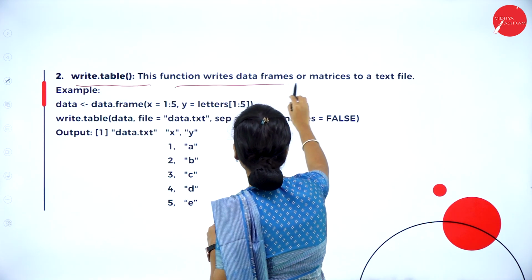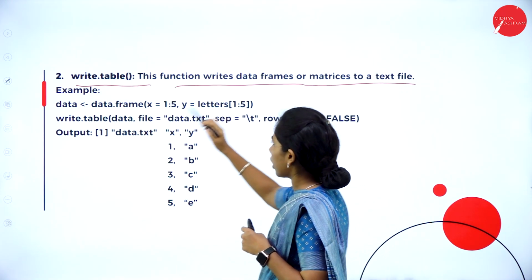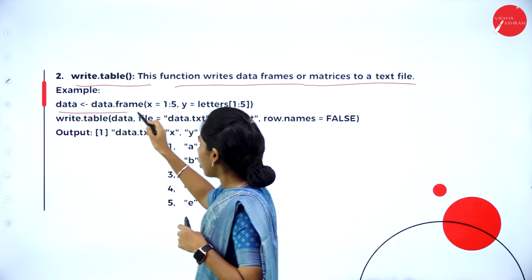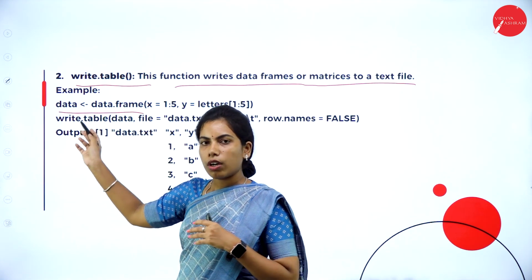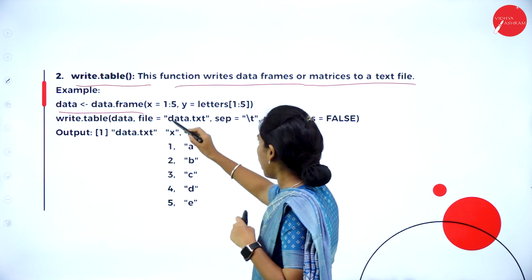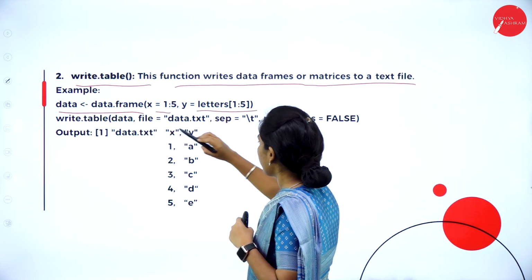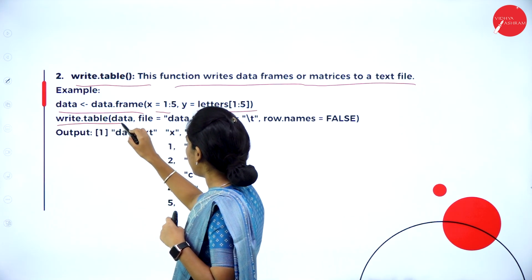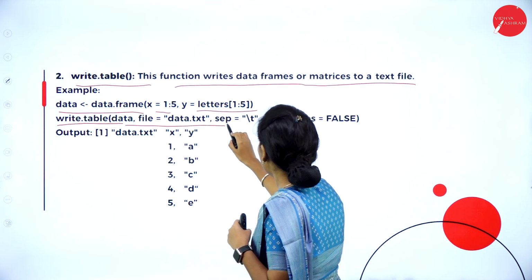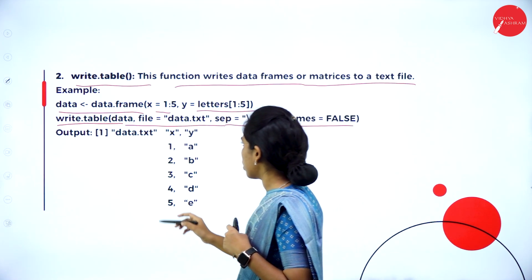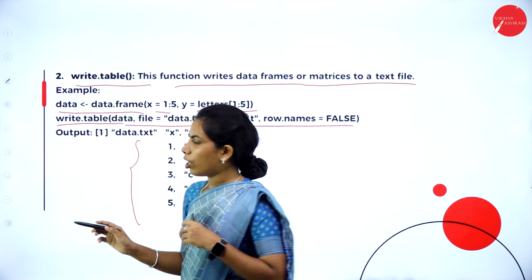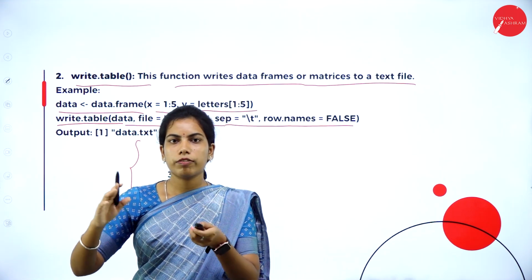write.table. This function writes a data frame or matrix to a text file. So let's see how. Call the data.frame. Assign to the data variable, and also x and also y. So here you can see write.table, data file, data.text. It will be separated, row names as false. So here also data.text will be printed frame-wise.